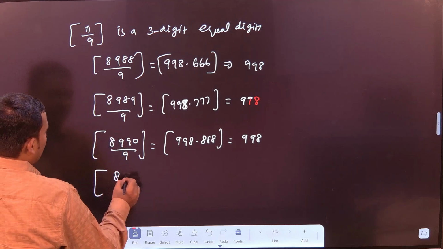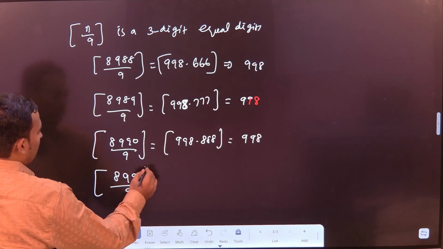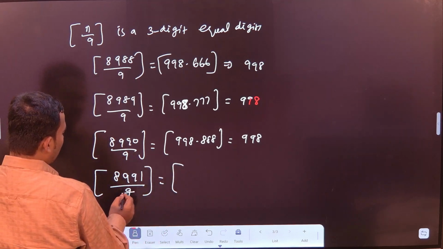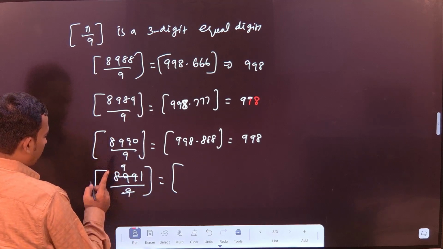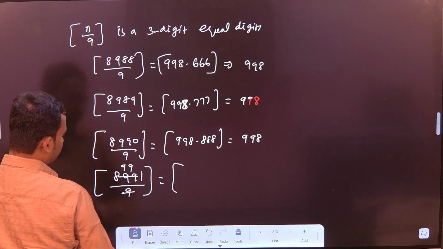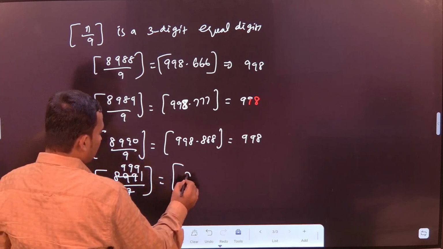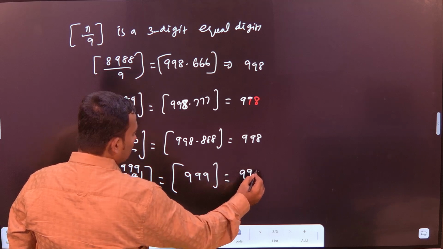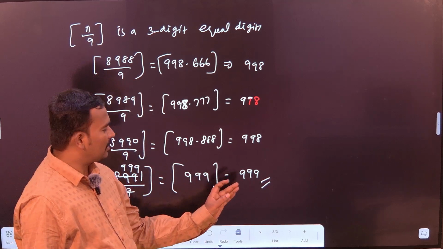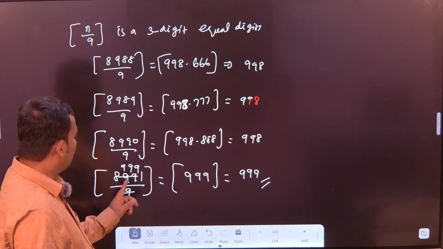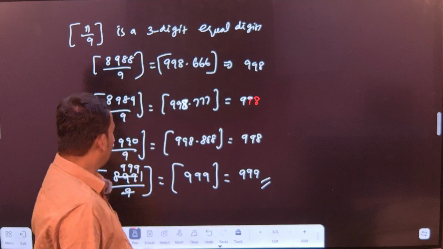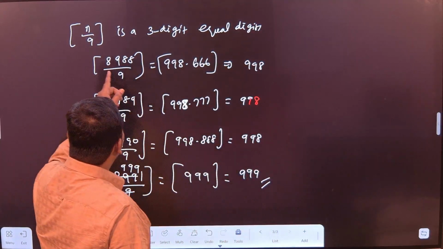So let us finally take 8991 divided by 9. What possibility is there? 9 times 9 is 81, so 1 carry and 8, again 9, so exactly 999 we get. All the digits are the same here. So the suitable n here is 8991. Understand? I hope everyone understands, right?